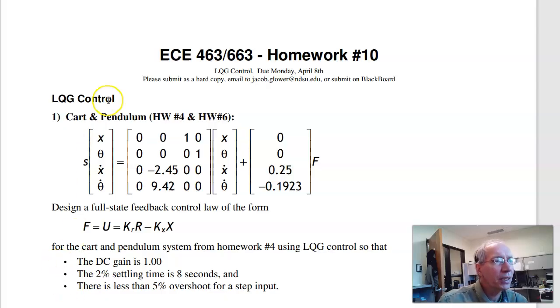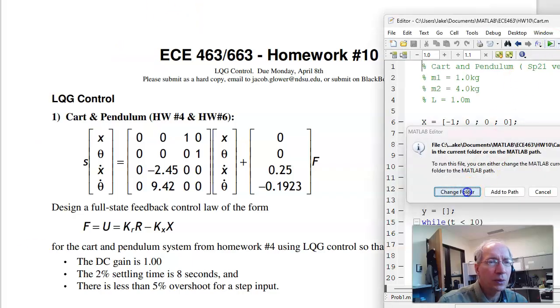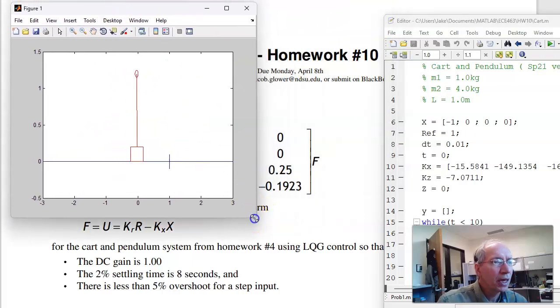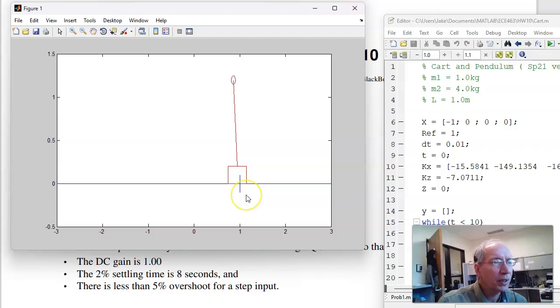The first one is a cart and pendulum system. That corresponds to this response. So here we've got a cart and pendulum. I want to go from point A to point B, get it to be stable, have a nice step response, basically find the full state feedback gains that does that. So how do you do that?